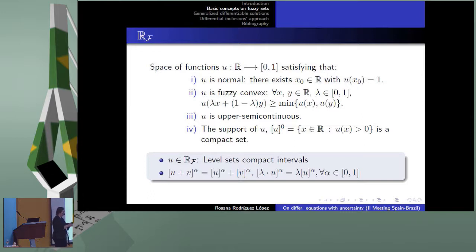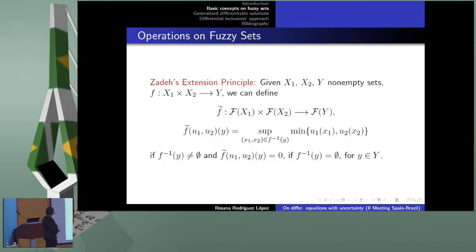They are also nested, because when your alpha is increasing, the interval is smaller. And the operations can be defined using the fuzzy extension principle, which I will present in a moment. But for the case of the addition and the multiplication by scalar, it is reduced to the same operation on the intervals, which are the level sets of the fuzzy set.